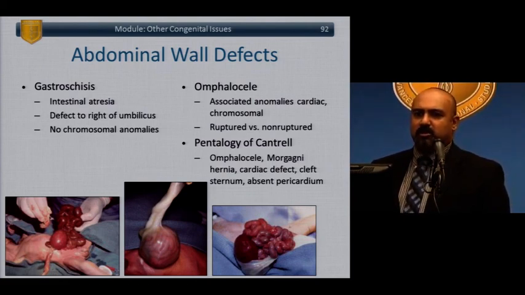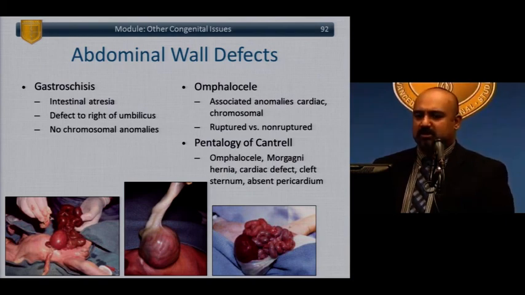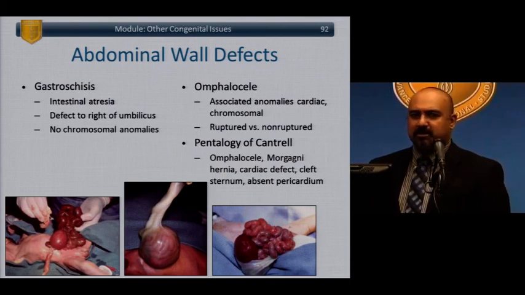There are no chromosomal anomalies associated with gastroschisis. When you compare that to the omphalocele, you can have associated anomalies: chromosomal anomalies, cardiac anomalies, other things. Ruptured versus non-ruptured: typically, when we see an omphalocele, they're non-ruptured. They have the amniotic sac intact.